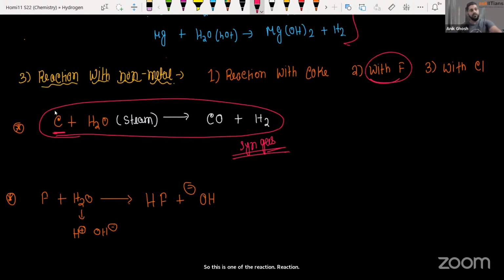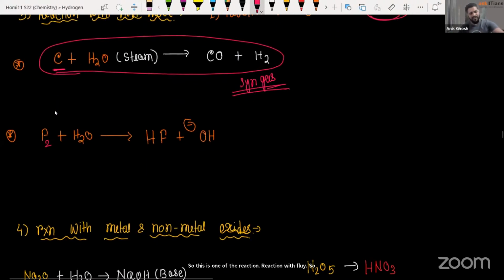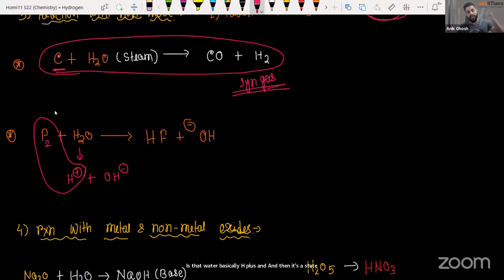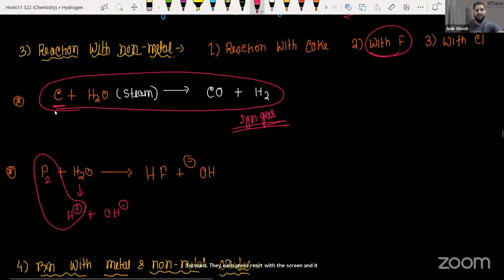Reaction with fluorine. What actually happens is when you react fluorine with water, you get hydrogen fluoride, and it's a very simple, displacement kind of reaction, guys, where water breaks into H plus and OH minus. Then the H plus reacts with the fluorine and gives you the HF molecule. So this is the second reaction.